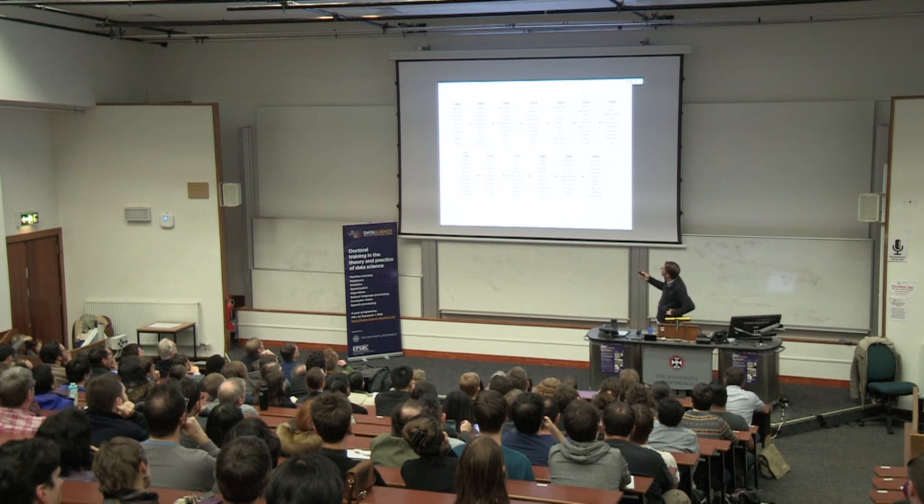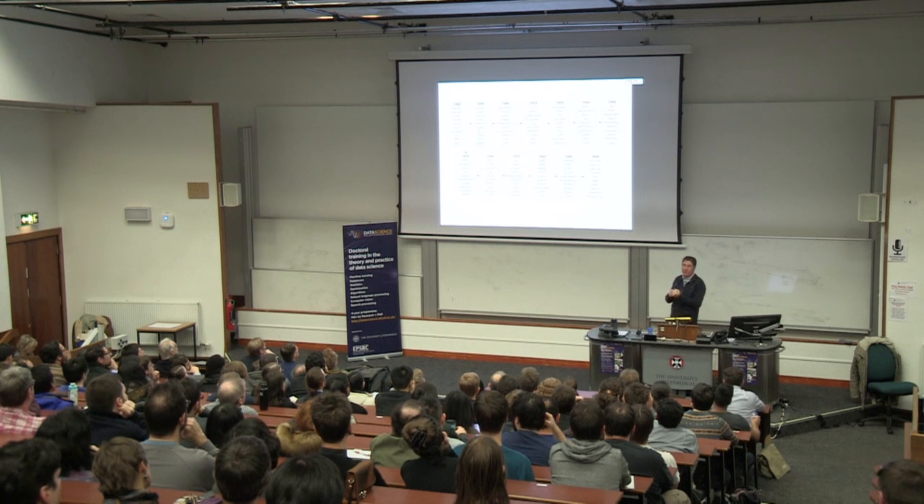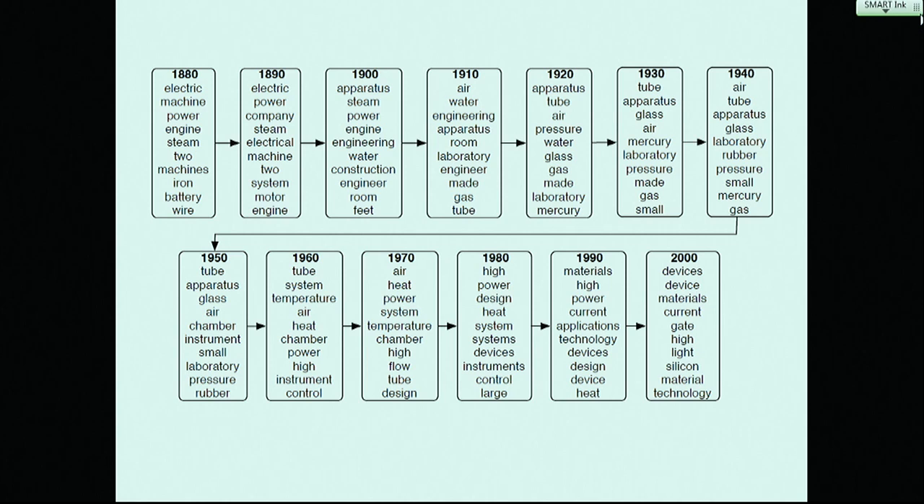We can look at topics through time. This is another topic model where the topic, instead of just being a single group of words associated under a theme, is a changing sequence of such associations. This is a particular topic uncovered again from Science Magazine, illustrated every 10 years. It starts with words like electric, machine, power, engine, steam, and so on. It goes through the decades: tube, apparatus, glass, mercury, and then to the present day: device, materials, silicon, technology.